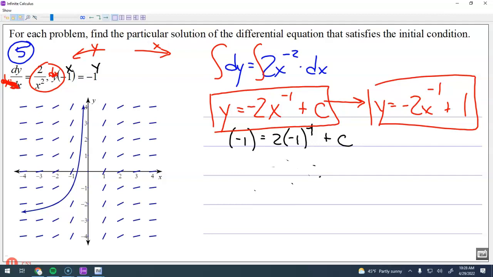I just forgot the negative sign here. So negative 1 equals, that'll be 2 plus c, right? Yes. So c equals negative 3. Yes. It's a good thing I left it. Right. And then that's your answer.